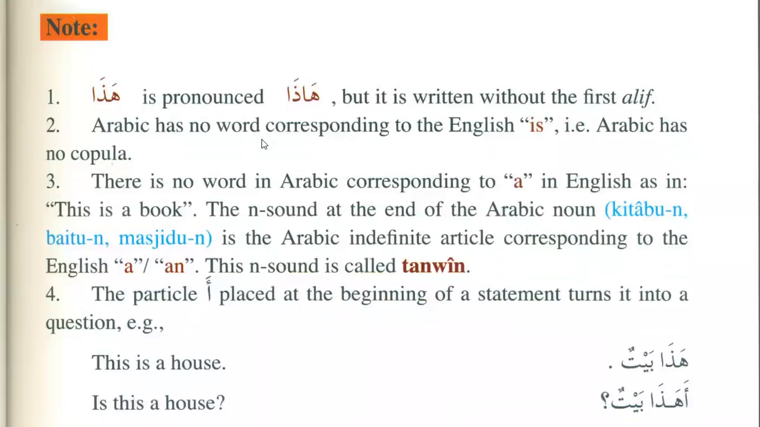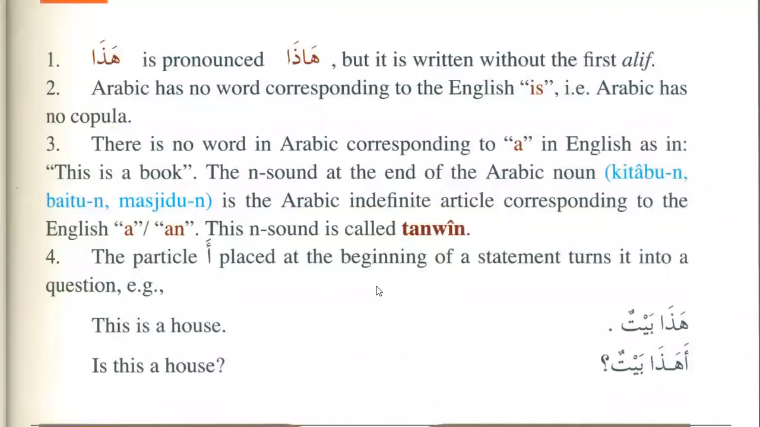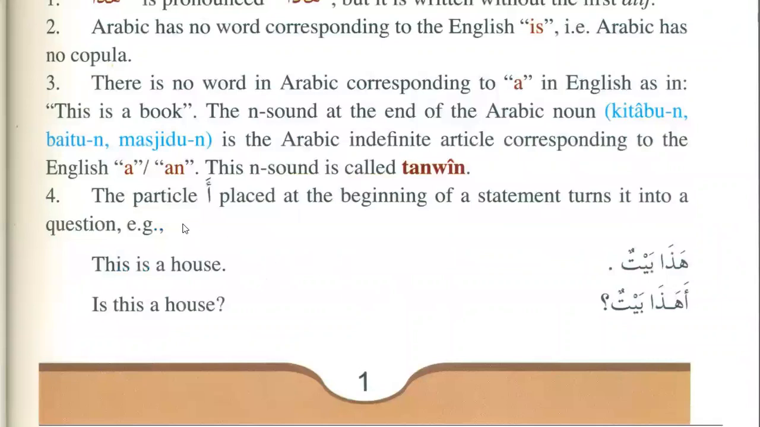There is no word in Arabic corresponding to a in English, as in this book. The end sound at the end of the Arabic noun, kitabun, baytun, masjidun, is the Arabic indefinite article corresponding to the English a, and this end sound is called tanween. So this tanween at the end of the word means a or an, okay?